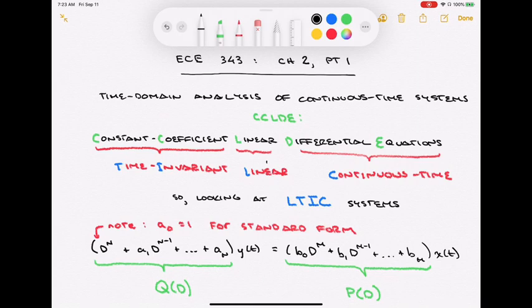And it does so for continuous time systems. So this particular chapter is looking at the time domain analysis of continuous time systems. Later on, we will look at a frequency domain or transform domain analysis of continuous time systems as well.